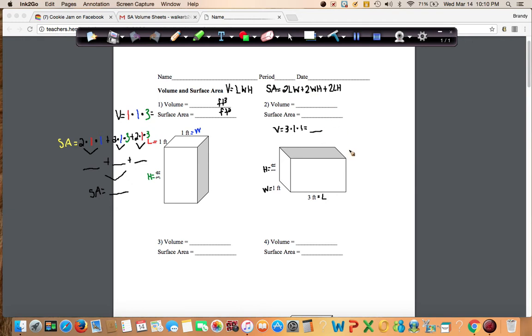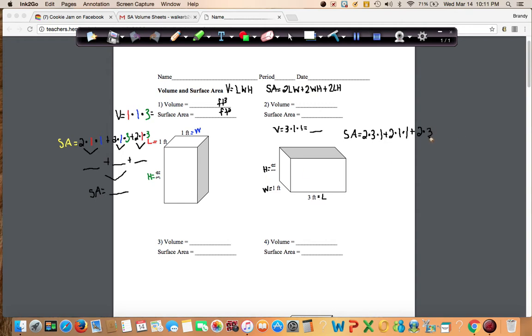And for your surface area, you have 2 times the length times the width, so 3 times 1, plus 2 times the width times the height, so 1 times 1, plus 2 times the length times the height, so 3 times 1.